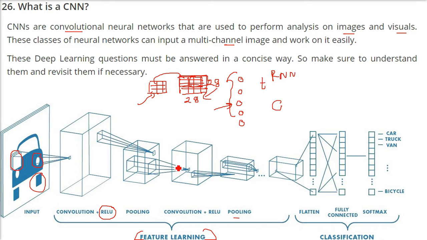Then what happens? Then you have to flatten it, and then apply a function, say softmax. So this is flattening. So convolution, pooling and flattening. This flattening is a part of classification. We will talk about these, a question is coming. So these are different parts of a CNN.